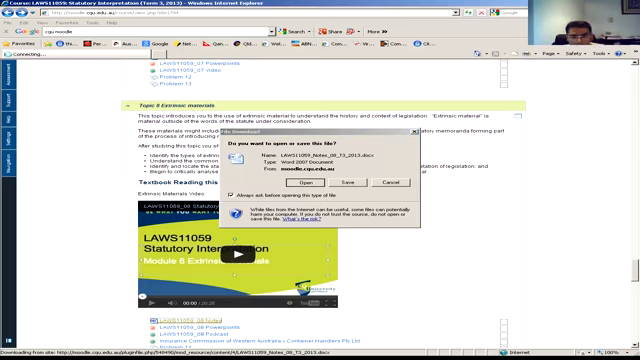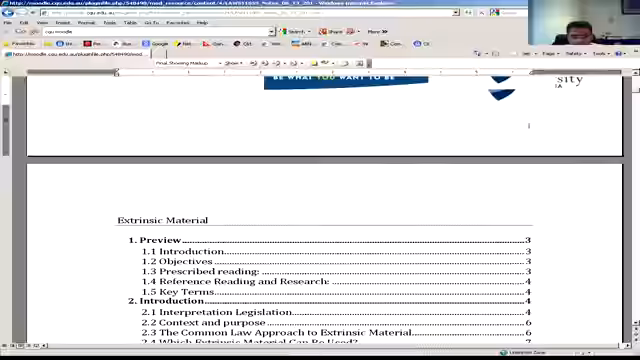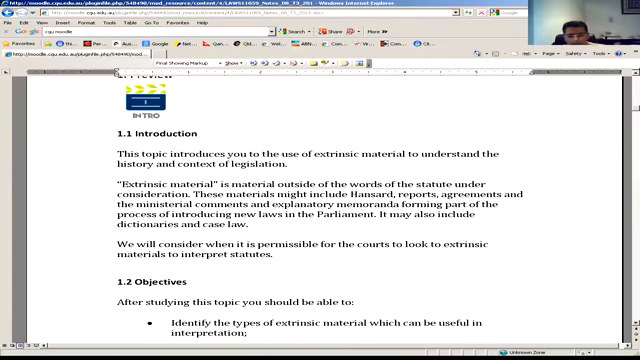What you'll find when you look at this part of the course is that it is very much a rework, if you like, a re-examination of some of the things we've been looking at before in the earlier topics. By extrinsic, we mean things outside the statute which we take into consideration. And you will recall these from weeks in the past.